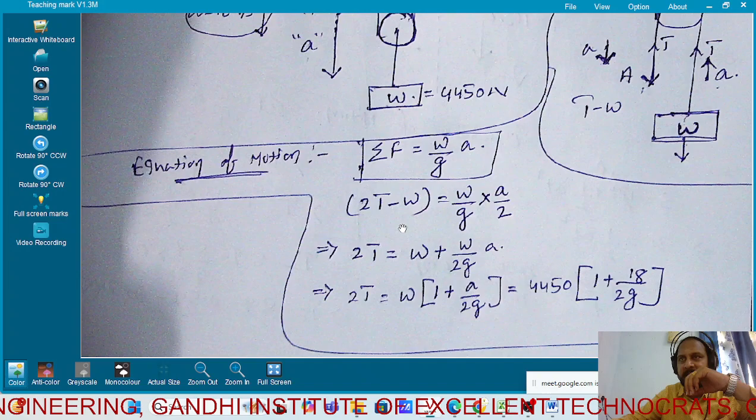4265.325. Yeah, 4265 is also correct. Here I have taken the total value, that is why I am getting 4266. Yes, 4265.325, that is also correct. So 2T is equal to this much value, T is equal to this much. You can verify it. Okay.